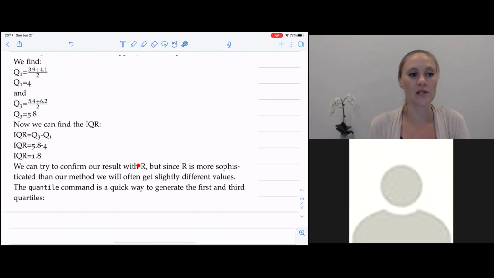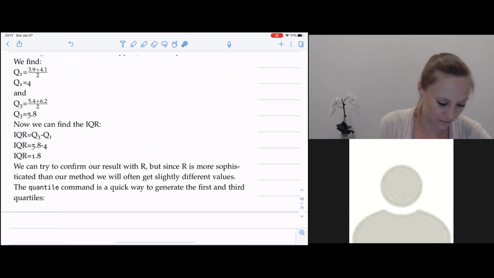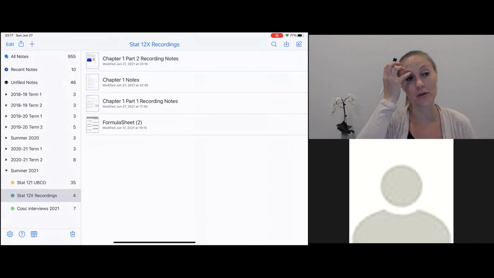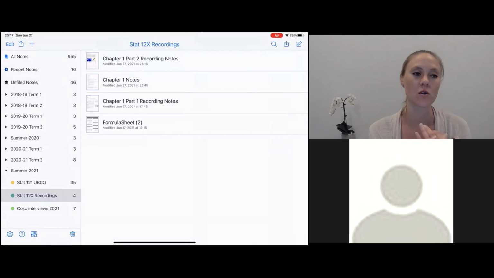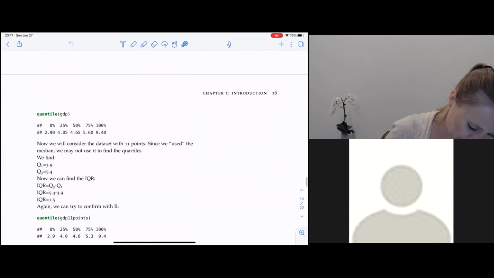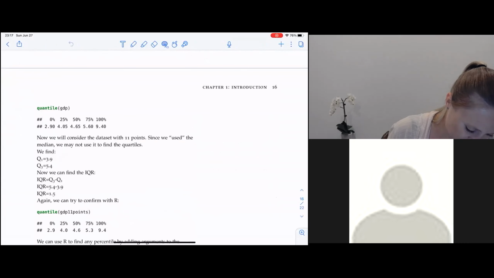One thing I will say is if you're following along in R, it uses a slightly more sophisticated method than the boop, boop, boop method, so you will get slightly different values. But for homework and for questions in this course, because I'll be giving you small data sets, I am expecting you to just use the boop, boop, boop method. But R does give us the quantile information.